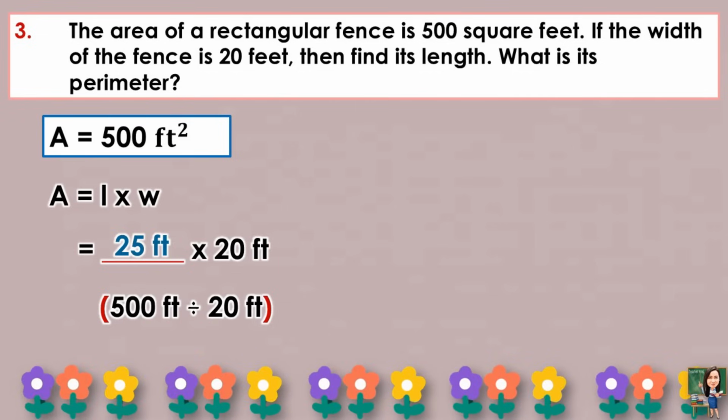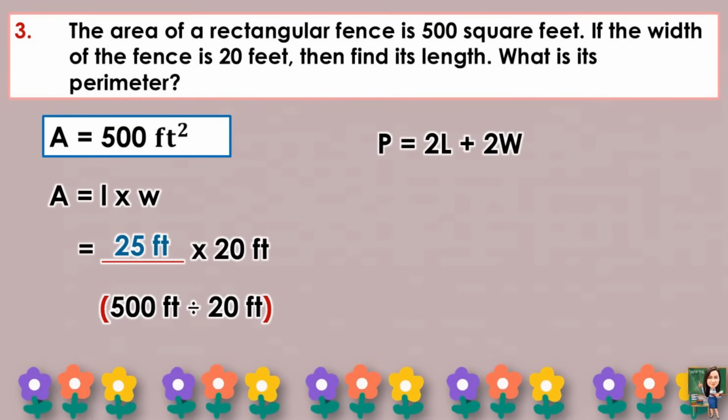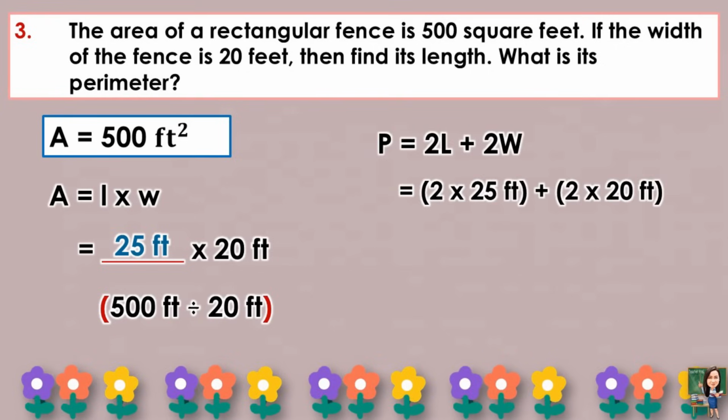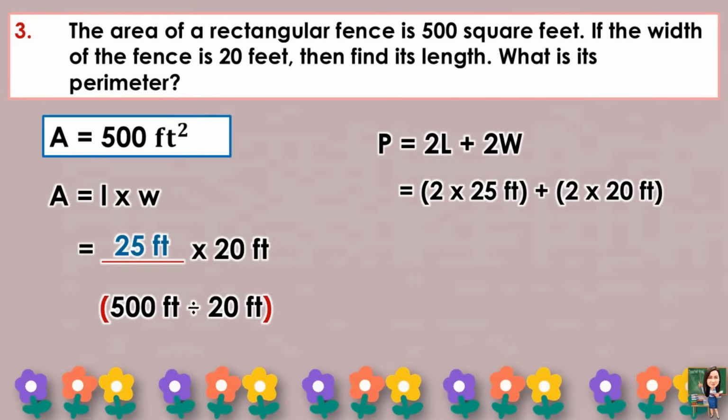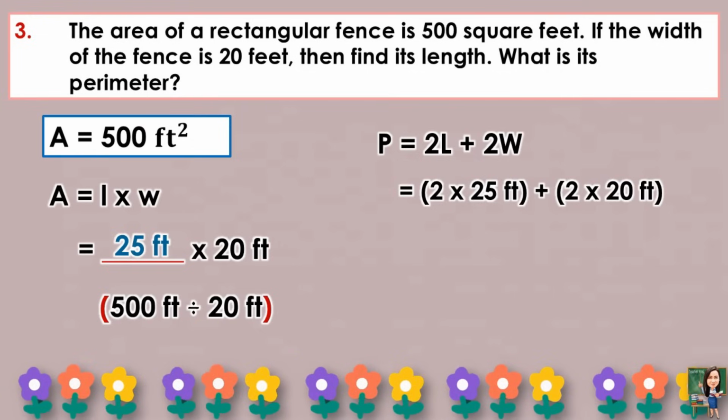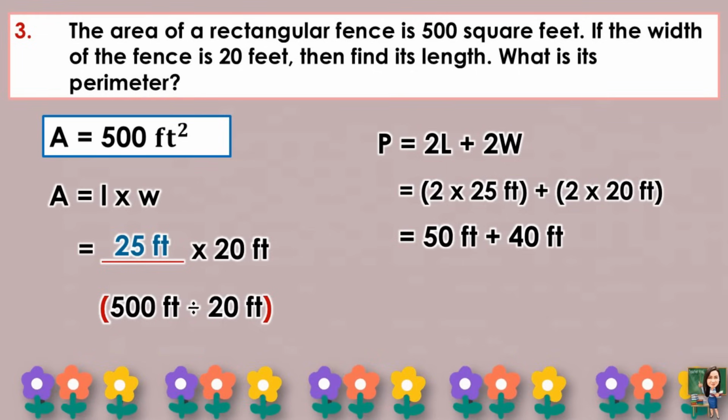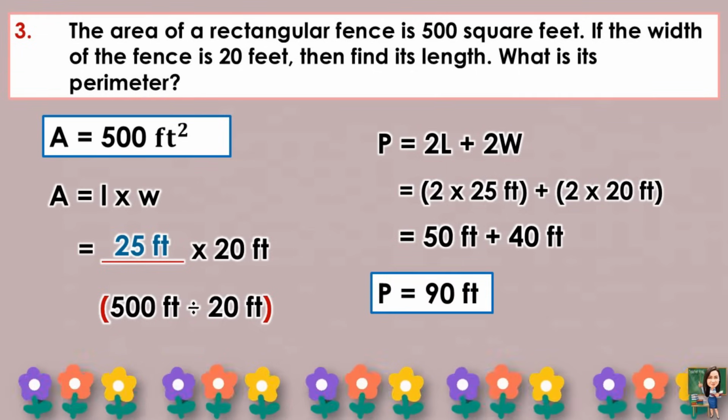For the perimeter, what is the perimeter? 2 length plus 2 width. 2 times 25 feet, which is the 2 length, plus 2 width, 2 times 20 feet. 2 times 25 equals 50 feet, plus 2 times 20 feet equals 40 feet. 50 plus 40 equals 90 feet. So the perimeter of the rectangular fence is 90 feet.